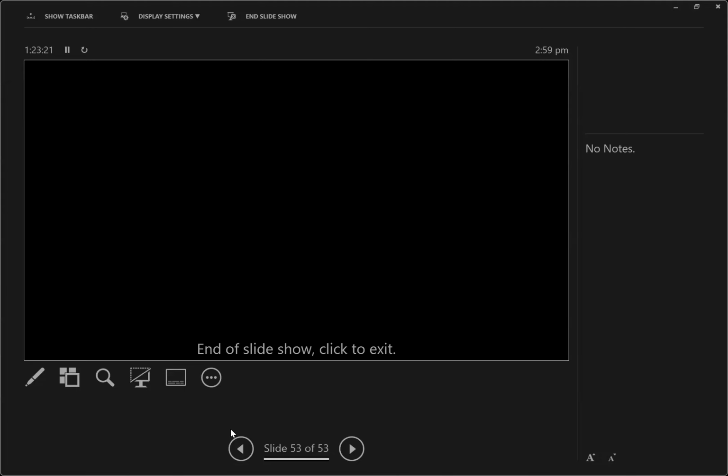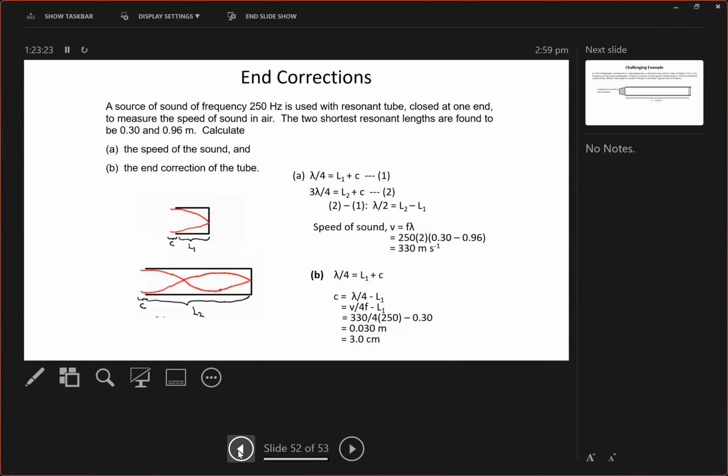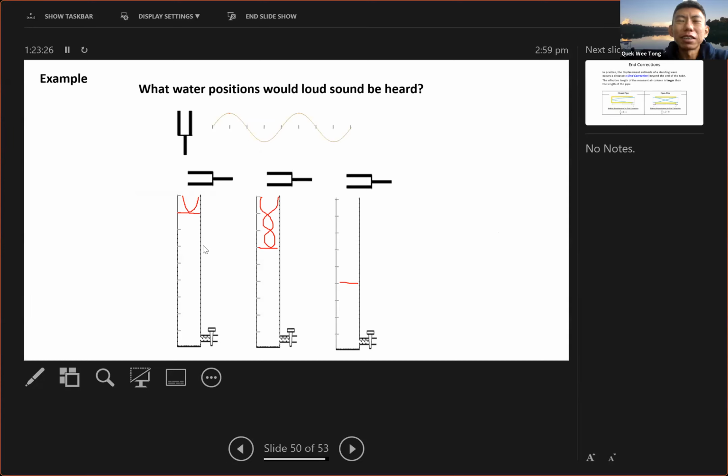Mr. Quack, can you explain the question about which water level is the loudest again? Okay. This one. So what do you want me to explain? Is it why you will hear a loud sound, or why the positions are as such? Like why the sound will be louder when it's like that?